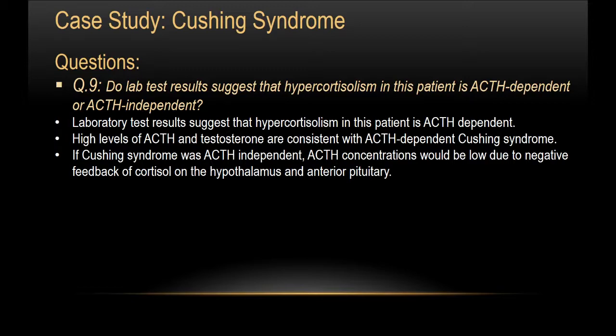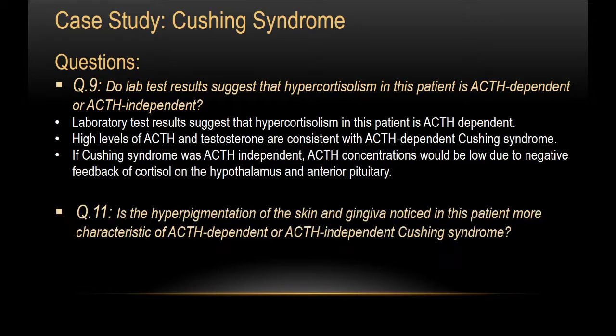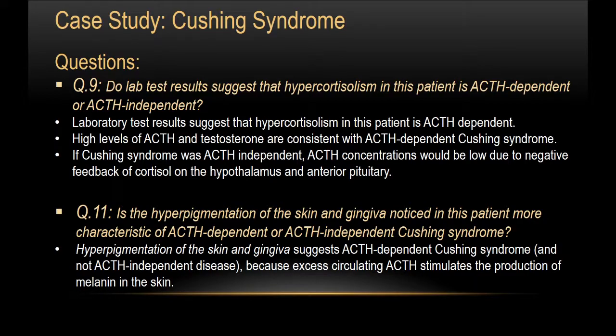Is the hyperpigmentation of the skin and gingiva noticed in this patient more characteristic of ACTH dependent or ACTH independent Cushing syndrome? Hyperpigmentation will always be characteristic of ACTH dependent, and this is the reason. ACTH comes out of the anterior pituitary, and within the same package comes out with it MSH hormone. What's MSH? Melanocyte stimulating hormone. So whenever the pituitary produces too much ACTH, you're going to have too much MSH, and this will lead to skin hyperpigmentation.